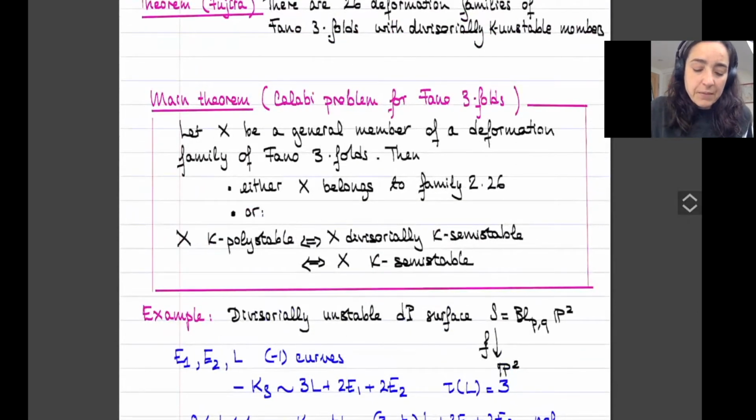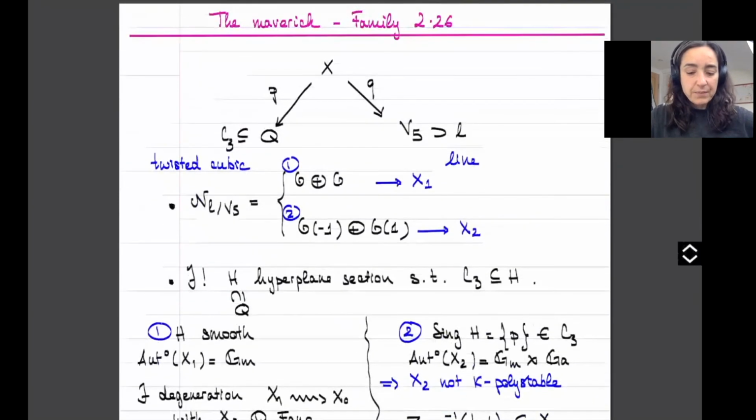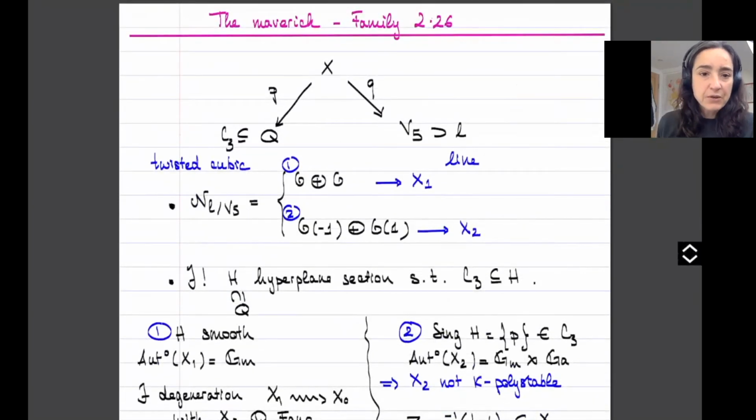So in our main theorem, we had that either X was K-polystable if and only if it was divisorially semistable, or X belonged to family 2.26. So I'd like to discuss family 2.26 just for a second, because it illustrates a number of these ideas.